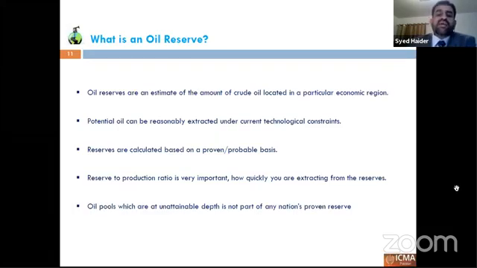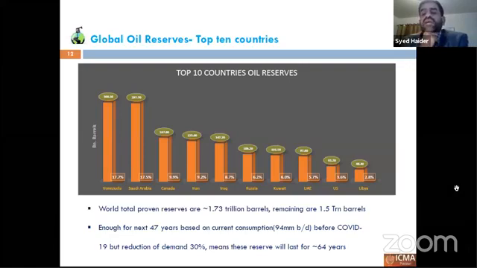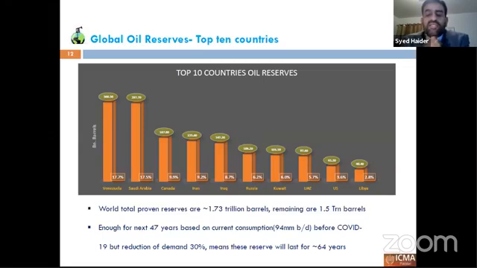The next one, the oil reserve. These are the top countries, the highest oil producing countries. Venezuela has the highest reserves in the world. Second is Saudi Arabia. Third is Canada, and fourth is Iran, then Iraq, Russia, Kuwait, UAE, US, and Libya. So these are the 10 top oil producing countries in the world. And 1.3 trillion barrels have been identified as the proven reserves of the world.